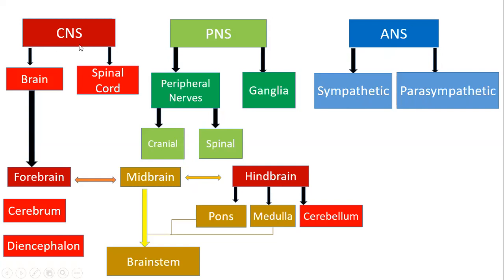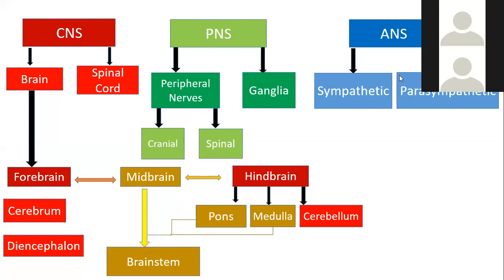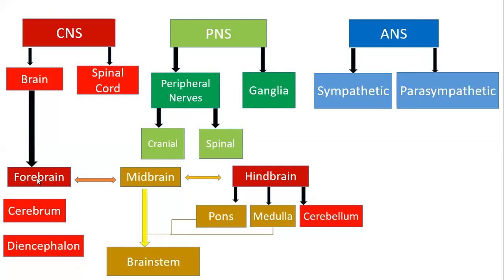The central nervous system further comprises the brain and spinal cord. The brain is divided into three parts: forebrain, midbrain, and hindbrain. Forebrain, what does fore mean? Anteriorly located, firstmost, right? So the forebrain further comprises two parts, cerebrum and diencephalon.